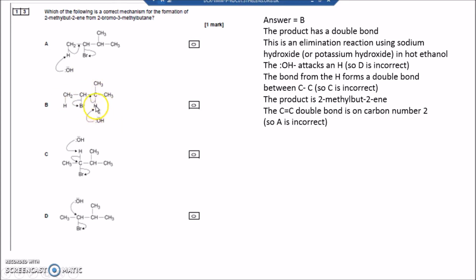The OH minus removing the H to form water. The bond here going to form a double bond in the middle here between these two carbons, and the Br being released as Br minus. And carbon number 1, 2-methylbut-2-ene. So that's your correct answer, is B.